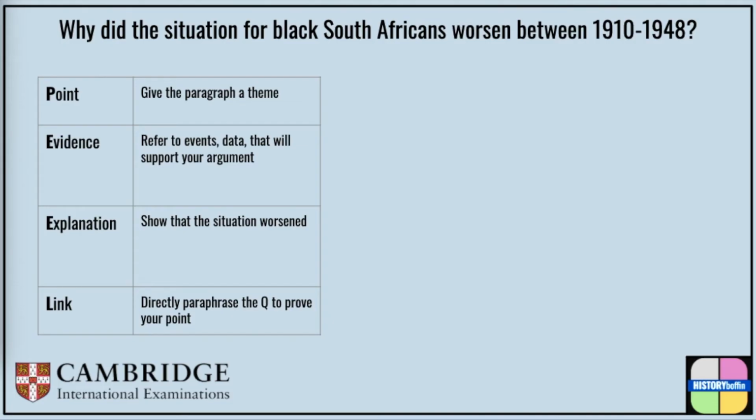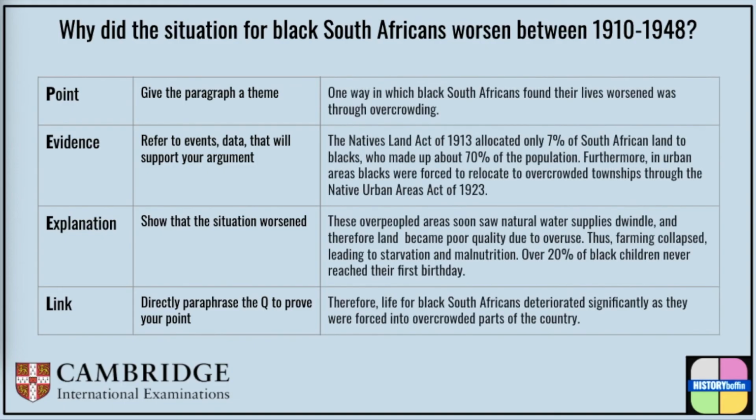The labels can serve as a point sentence, with details of some of the relevant acts provided to demonstrate knowledge, followed by a clear explanation of the impact, which includes sentence starters and connectives such as therefore, thus, and leading to. Finally, a quick sentence to paraphrase the question and conclude your explanation is often the difference between full marks and almost full marks.